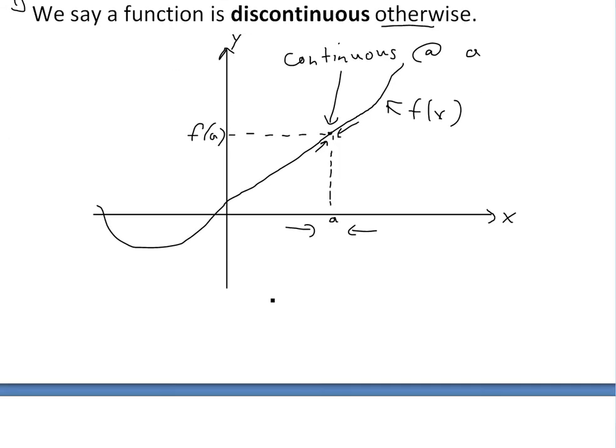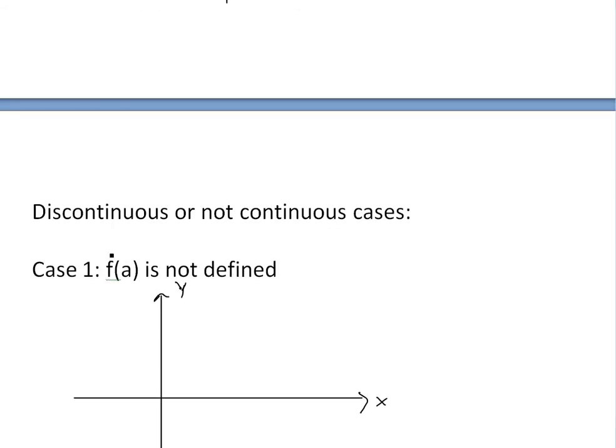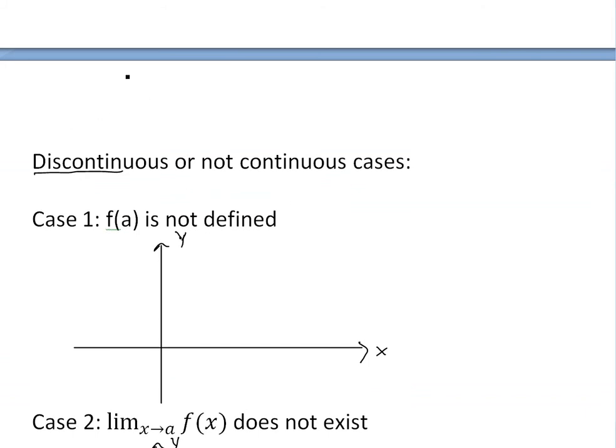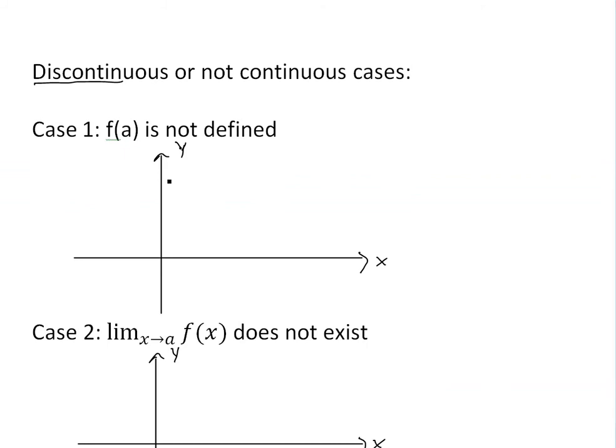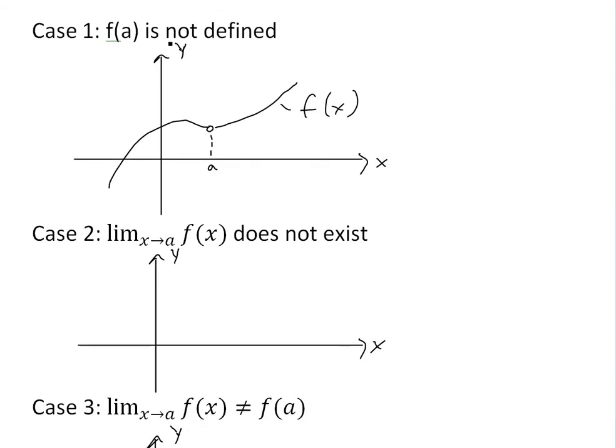Now if we look at places where it's not continuous, we call it discontinuous, we look at each one of those three requirements and see if each one is not true. So for the first case, if f of a is not defined, if you have a function like this one right here, this is a circle at a. As you can see, the circle means it's not defined. You can't plug it in right here. So it's discontinuous at a. That's the first case, if it's not defined.